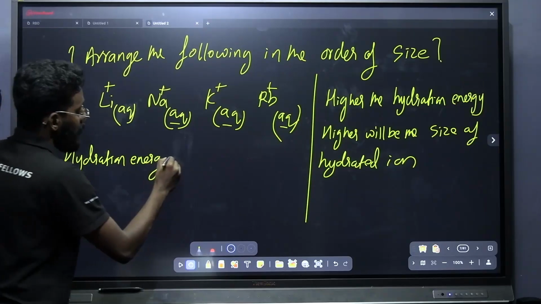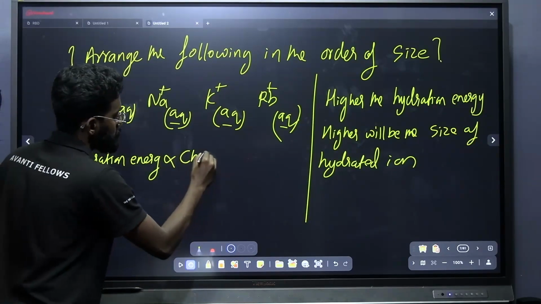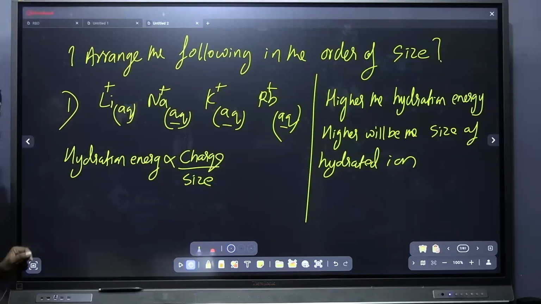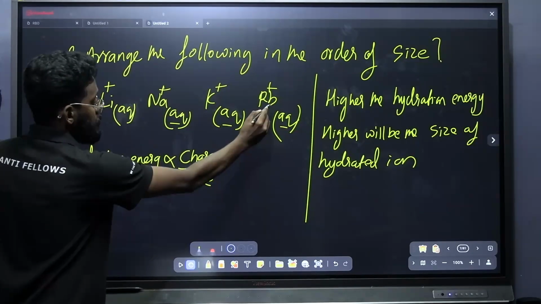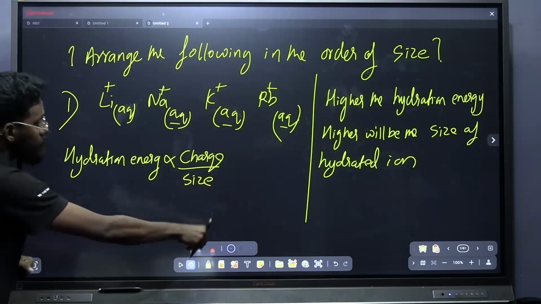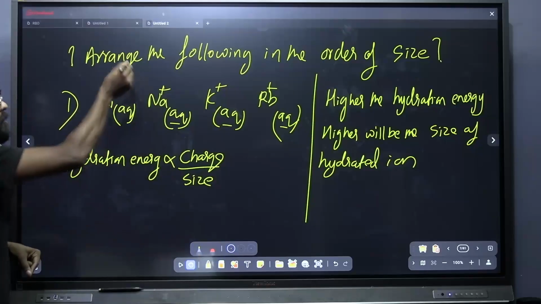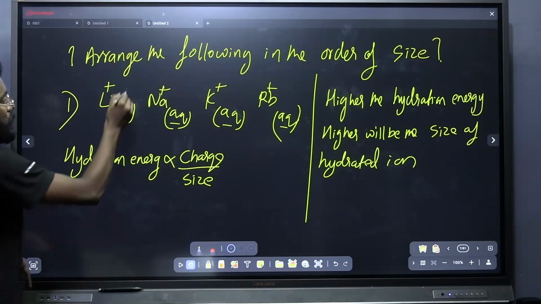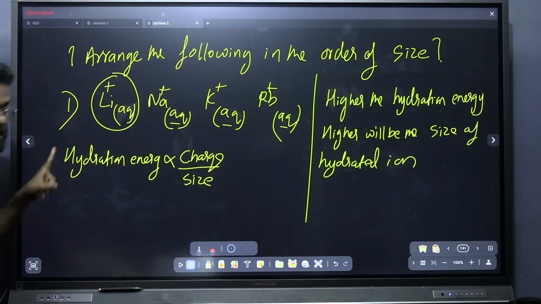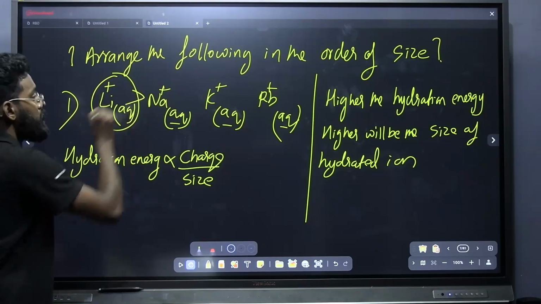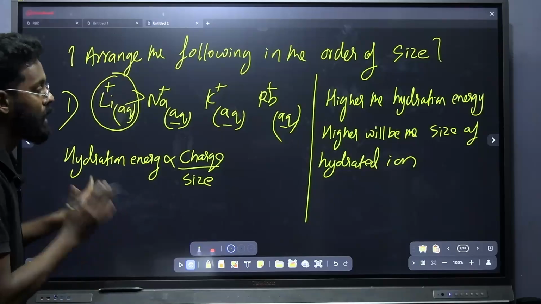Hydration energy is directly proportional to charge and inversely proportional to size. Among all these, charge is the same, size is different. Lower the size, higher will be the hydration energy. Among these, lithium is having the lowest size, so it is having the highest hydration energy. And highest hydration energy means highest size of the hydrated ion.